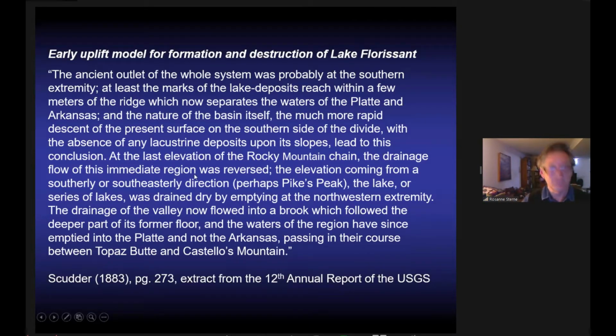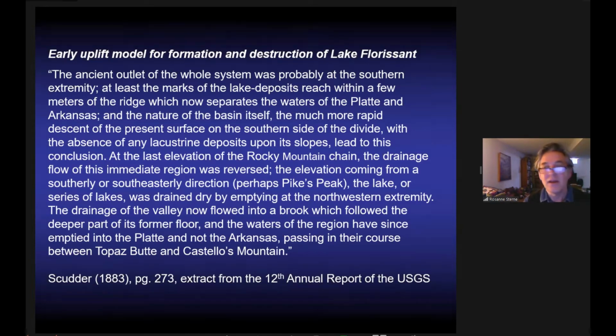And we can go back to 1883, probably the second USGS report that seems to discuss Florescent in detail. And these guys pretty much saw evidence for Pikes Peak Dome. And they're talking here about the South Platte River. So they say the ancient outlet of the whole system was probably at the southern extreme. So the thing was flowing to the south. At least the marks of the lake deposits reach within a few meters of the ridge. The ridge is the dome axis, which now separates the waters of the Platte and the Arkansas. So they're talking about the drainage divide south of Florescent between the South Platte River to the north and the Arkansas River to the south.